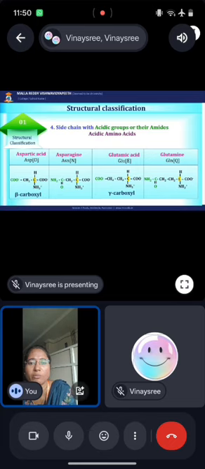This one is called aspartic acid, whereas in asparagine, you can see the amide group is present along with the amine group at the alpha position. Then we can call it asparagine. And the glutamic acid, to this, there are 4 carbon atoms. You can see to the 4th carbon the carboxyl group is attached, so we can call it gamma carboxyl. And you can see the last one, glutamine, that is the amide group is present at the 4th carbon.